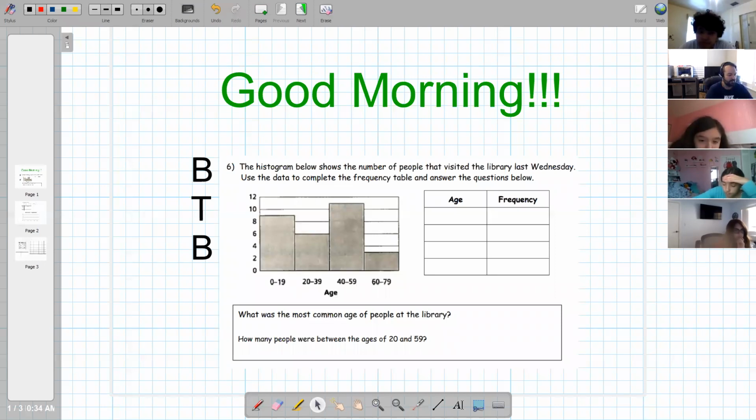All right, let's go ahead and jump in on this BTB. Does anyone recall having learned about histograms in either 6th or 7th grade math? Throw your hand up if you remember histograms. I see hands going down, so it doesn't seem like a lot of us.